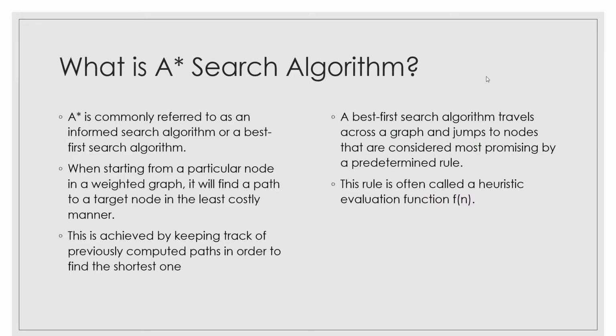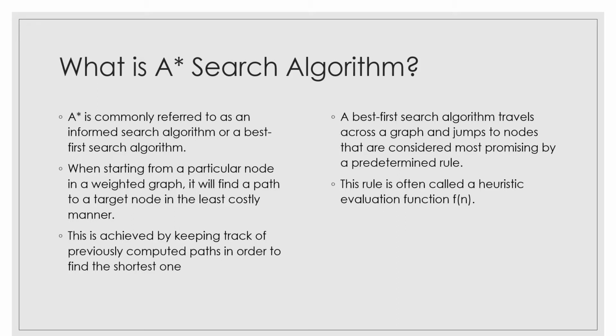Alright, so what is the A-star search algorithm? It's commonly referred to as an informed search algorithm or best-first search algorithm. A best-first search algorithm travels across a graph and jumps to nodes that are considered most promising or most likely to get to the goal that you want, by a predetermined rule. And that predetermined rule is calculated using a heuristic function.